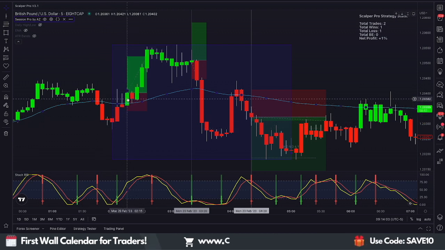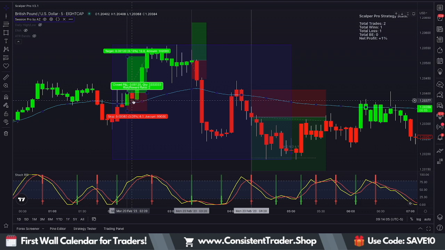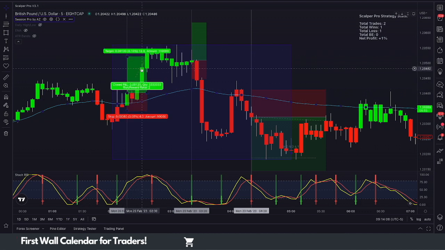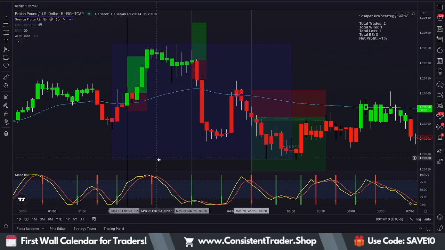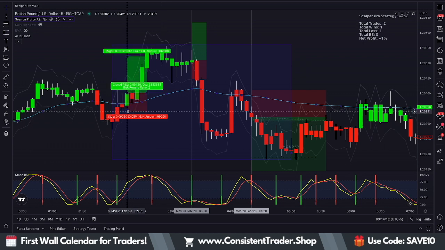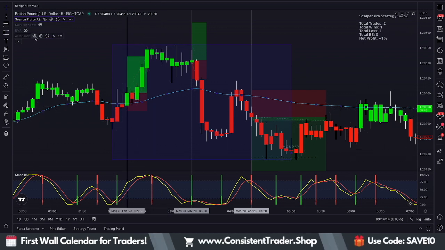After this beautiful bullish move to the upside, we retested the VWAP and continued even further to the upside to hit our 2-to-1 risk to reward ratio. Right here we have the ATR level, that's where I placed my stop loss.